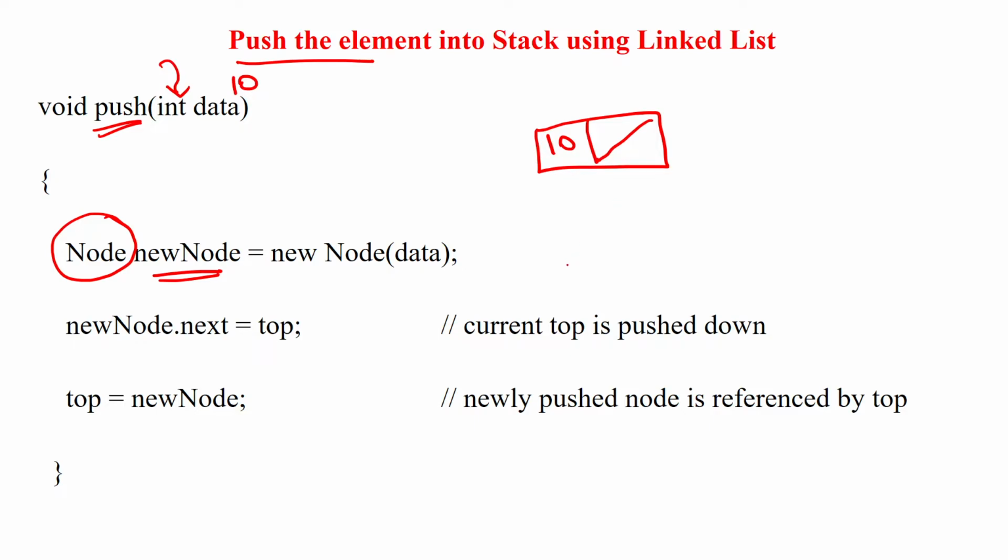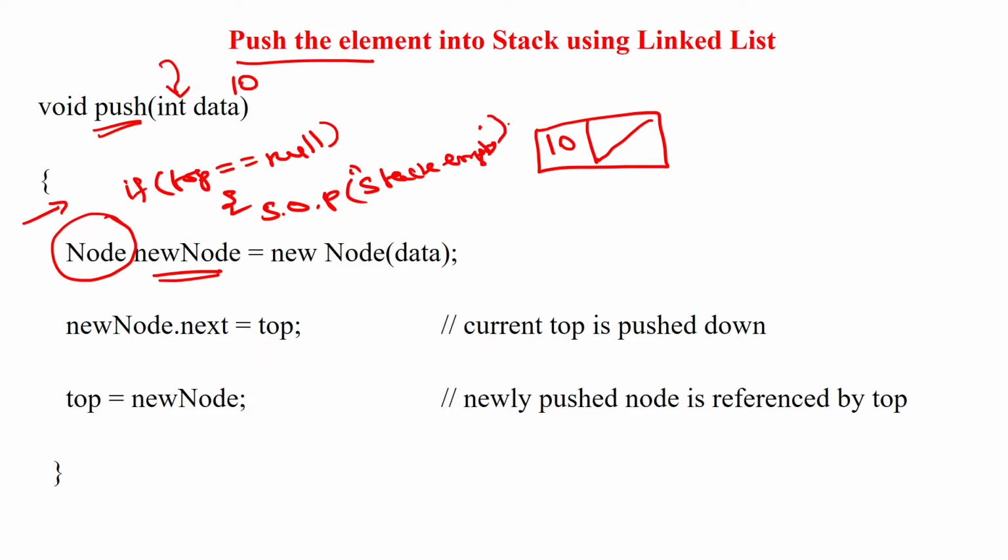Now we have to check whether top is null or not. If top equals null, then the stack is empty, and you can print with System.out.println that the stack is empty. Otherwise, we handle the new node. As of now, top is representing null, so there is no element available in the stack.